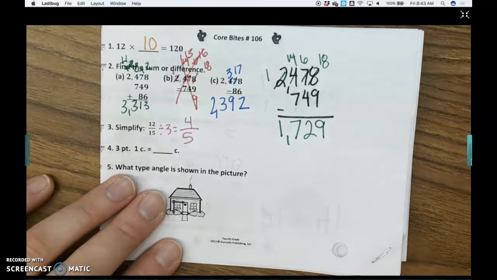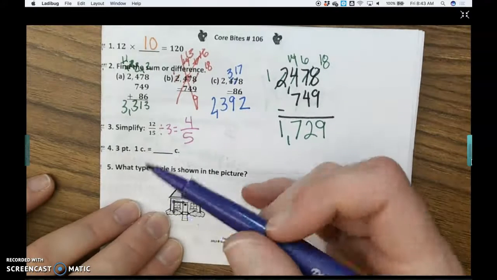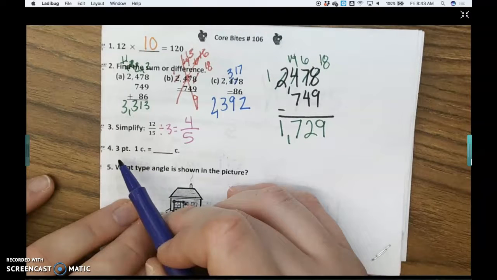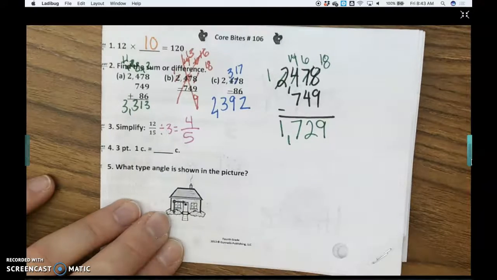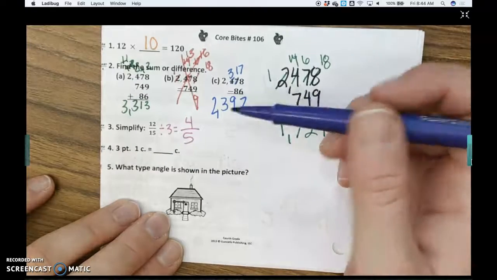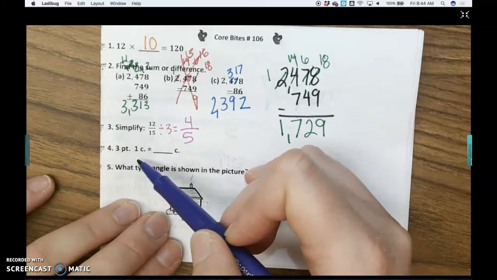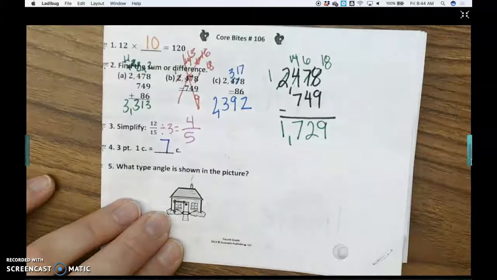And then for the measurement for number 4, you've got to know your pints and your cups. Okay, so if we have 3 pints and 1 cup, basically there are 2 cups in every pint. So if you've got 3 pints, 3 times 2 is 6, plus 1 cup would give you 7 cups.